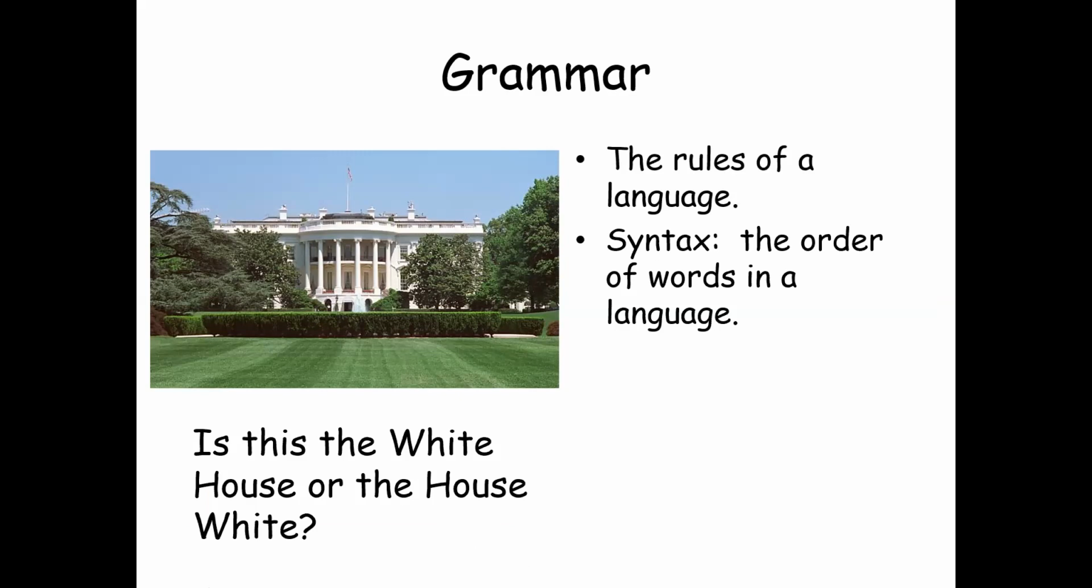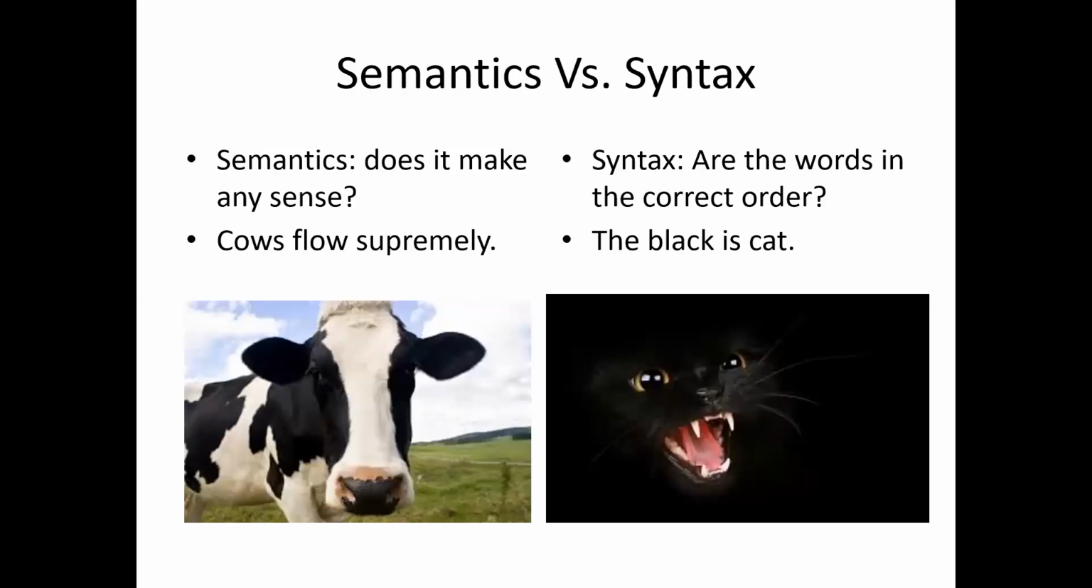It would not be White House or I live in a blue house. It would be the opposite. It would be house white or house blue, you know, casa azul. And that's because in their language, the noun comes first and the adjective or descriptor word comes after, versus in the English language, it's the opposite. So syntax is the order that words have to go in for them to fit the right grammatical rules.